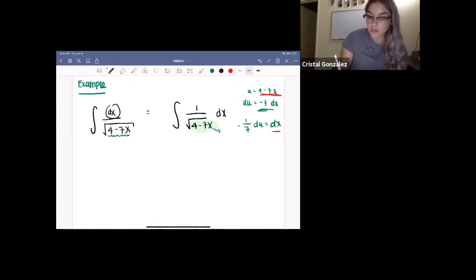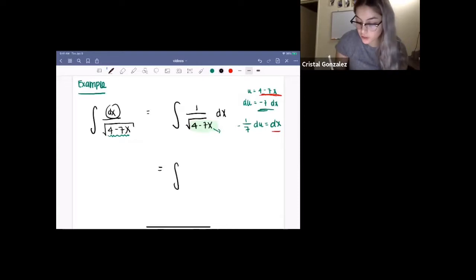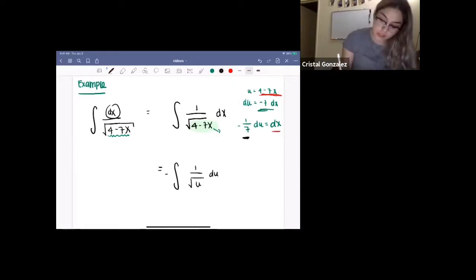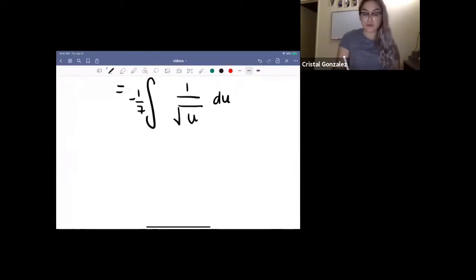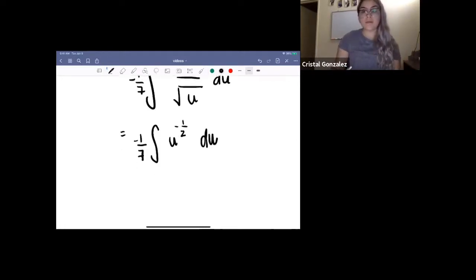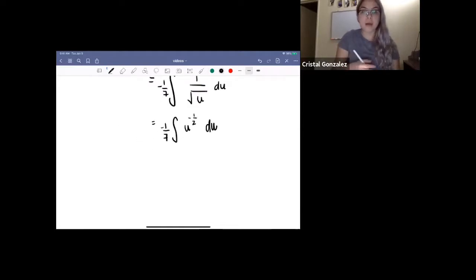And so now we can rewrite this as the integral of 1 over root u du. And don't forget about that negative 1 over 7 that we like to write in the front. Okay. And now we can just integrate this. But before we do, I would recommend that we rewrite this in terms of powers because that's the way you're used to integrating. So 1 over the square root of u is the same thing as u to the negative 1/2 du.